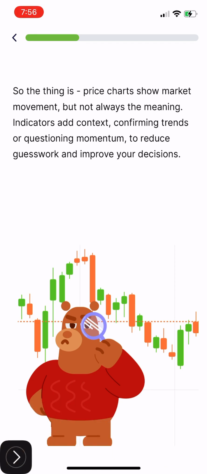So the thing is, price charts show market movement, but not always the meaning. Indicators add context, confirming trends or questioning momentum, to reduce guesswork and improve your decisions.